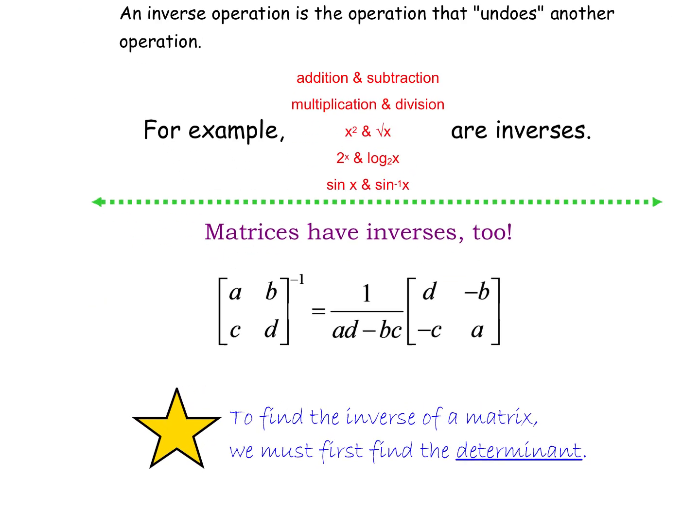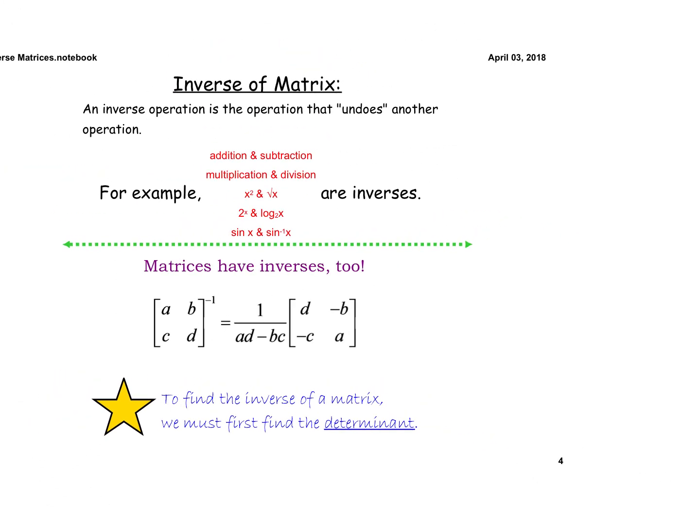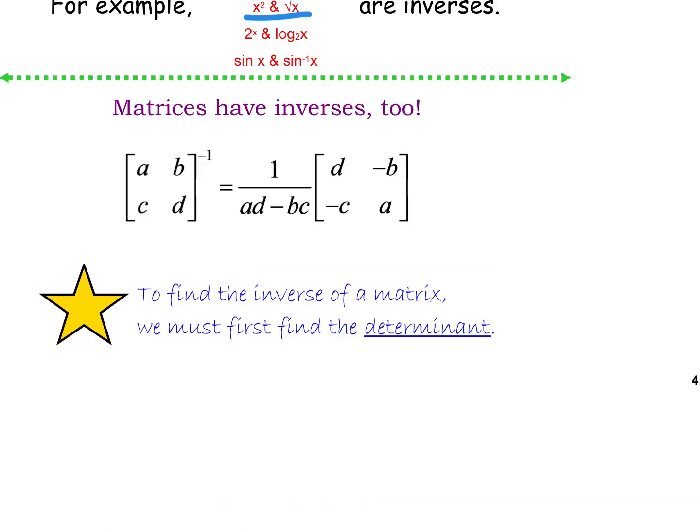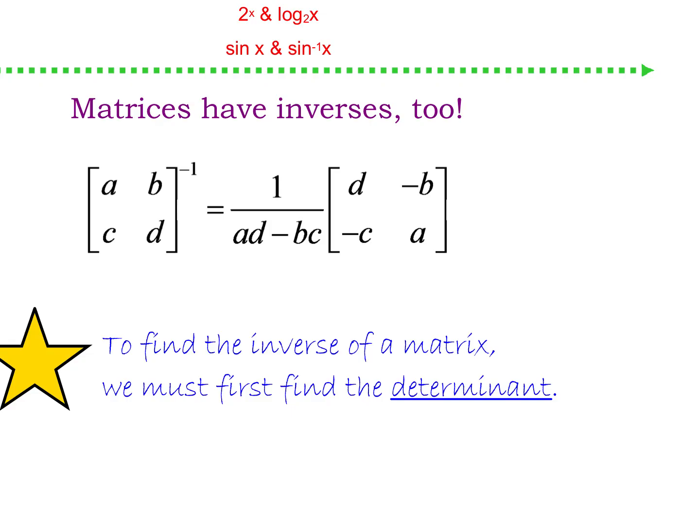On to this page. An inverse operation is the operation that undoes another thing, like add and subtract are inverses, multiply and divide. Square and square root. Those are inverses because they like undo each other. Matrices have inverses too. If you put a little -1 power, that's the inverse.